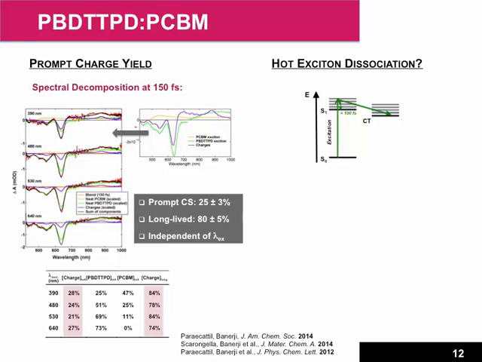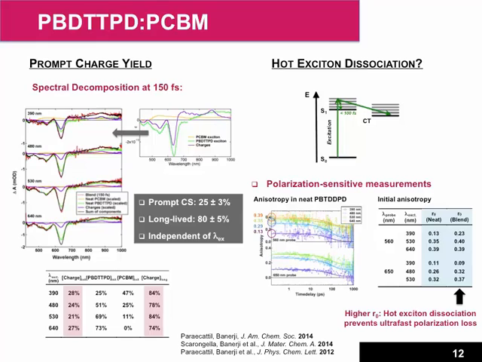And we did some polarization sensitive measurements, and I'm not going to go into the detail, but these polarization sensitive measurements seem to show that there is a little bit of hot exciton dissociation. So it is possible that the electron transfers to the fullerene before the excited state has relaxed. But nevertheless, even if it happens, it doesn't seem to influence the yield of your prompt charges or of your overall charges that are generated here.